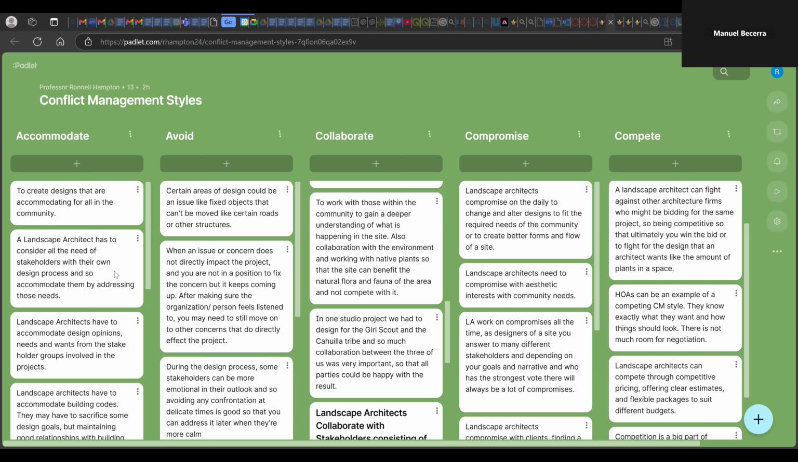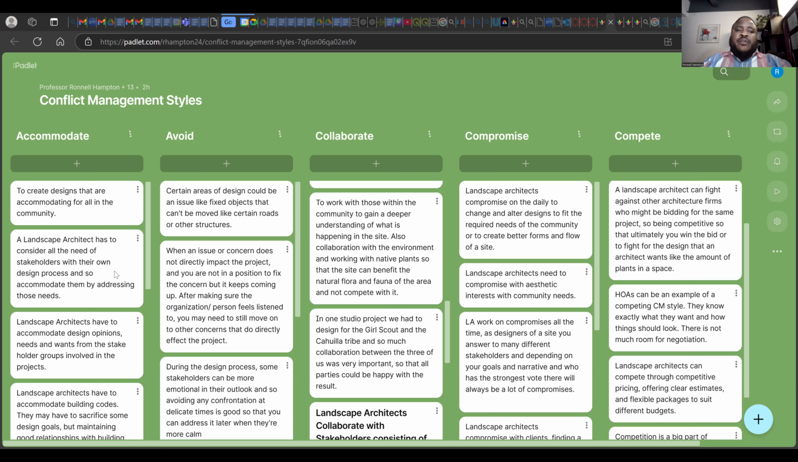I can share mine. Awesome. So I put that a landscape architect has to consider all the needs of stakeholders, especially during their own design process, so that they can accommodate them by addressing all their needs properly. Awesome. That is really, really awesome.